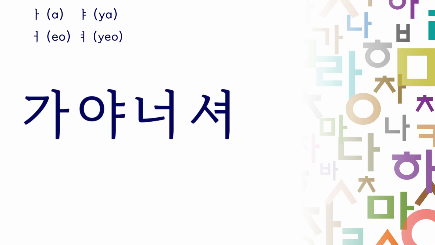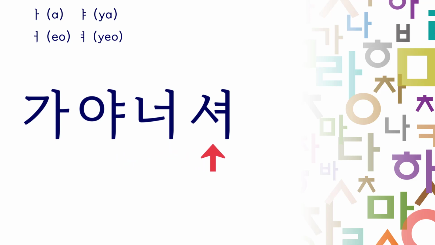Now, as these are vertical vowels, we position them next to the consonants like this. Listen to me reading each syllable.